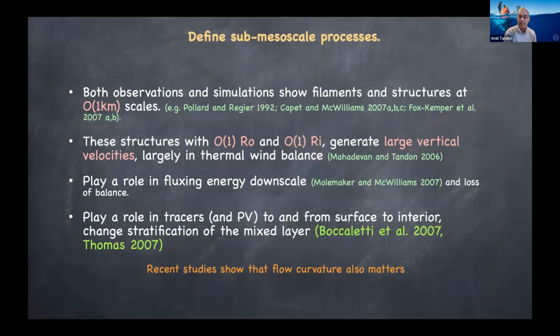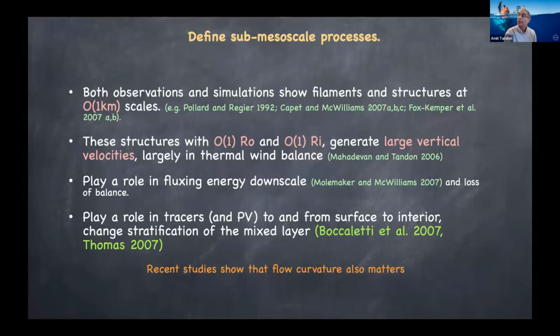If you look at the scaled equations of motion under the QG approximation, then the vertical velocities turn out to be really tiny. They are order Rossby number squared. But as Rossby number becomes 1, you can no longer ignore them. So at sub-mesoscales is where the ocean's vertical exchange becomes really dominant.